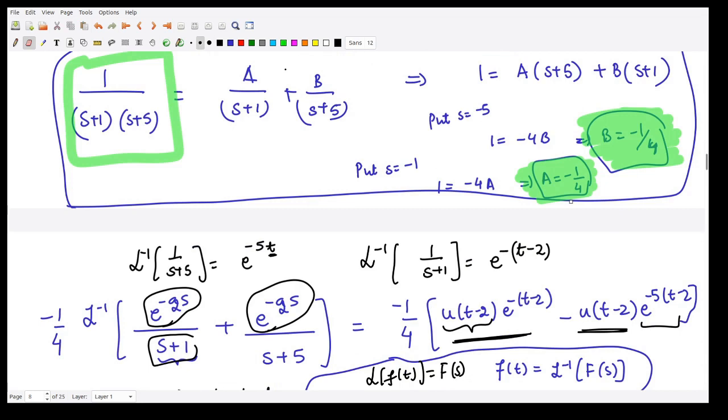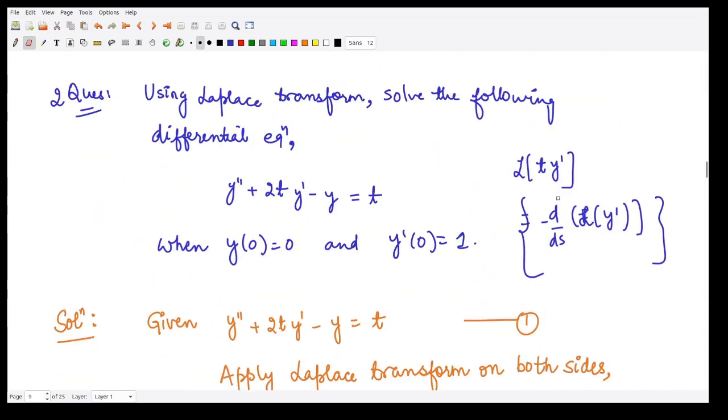Let us have a look at our next question. It says to solve the following differential equation. Now this is a differential equation where the coefficients are not constant. This term is being multiplied by 2t here. Here y is your dependent variable and t is the corresponding independent variable. So in order to solve this equation, we have to use the property of multiplication with t.